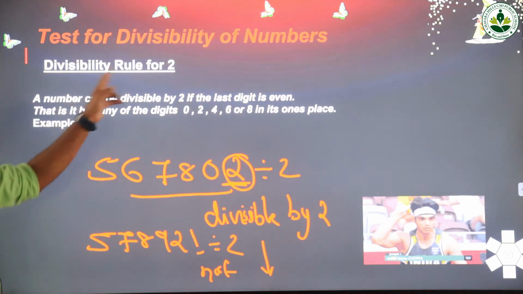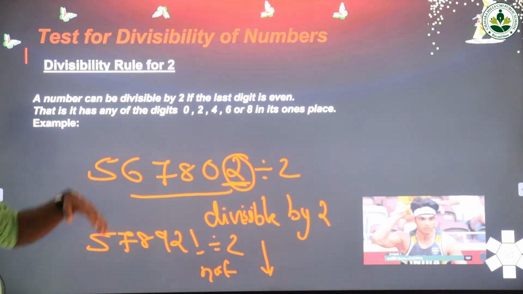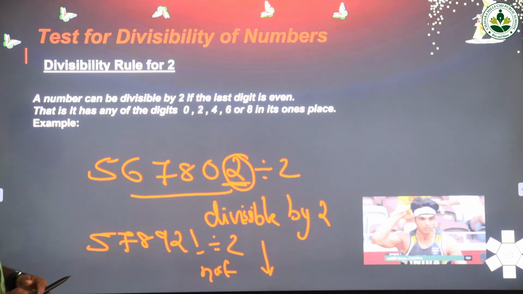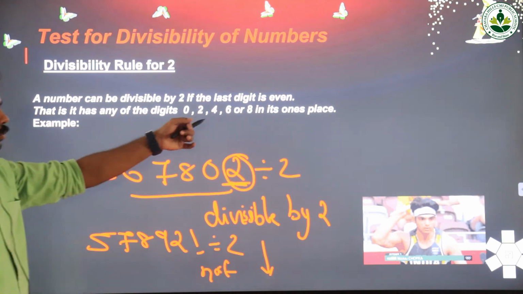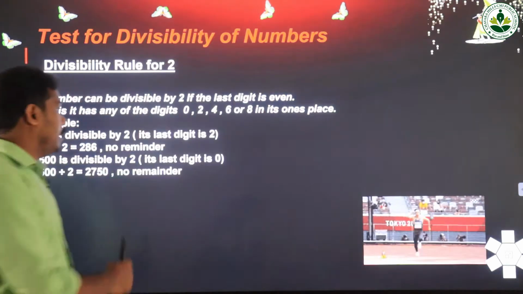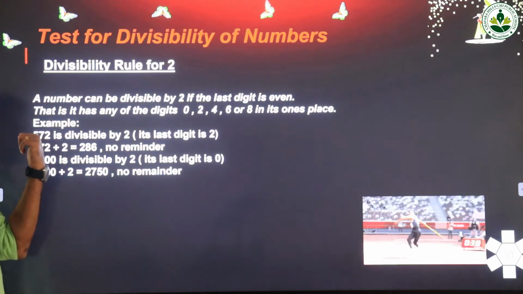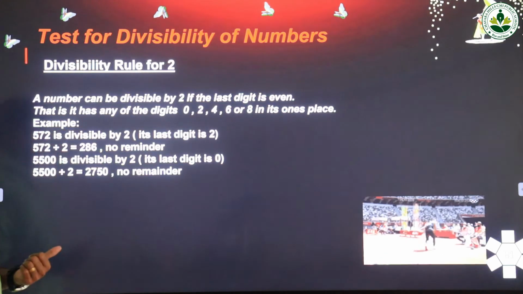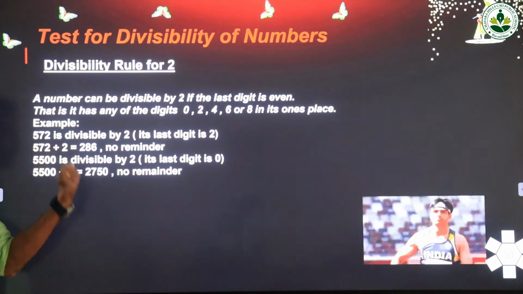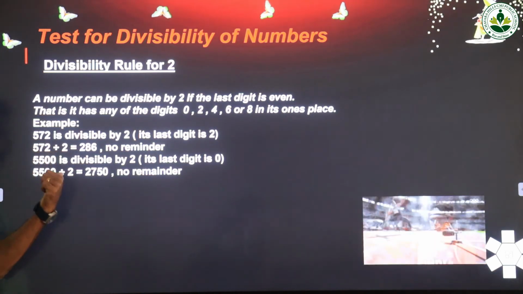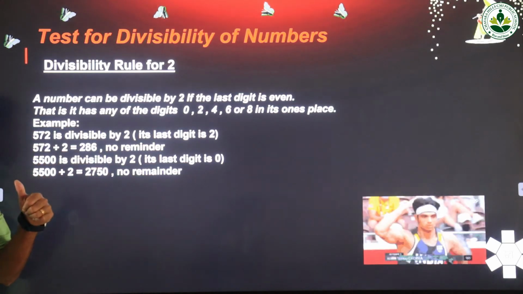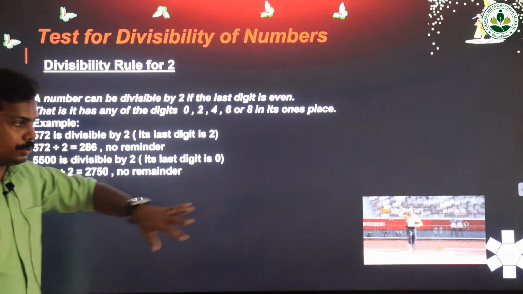So first one, divisibility rule for 2. A number is divisible by 2 if the last digit is even. That is, it has any of these digits 0, 2, 4, 6 or 8 in its ones place. Here we need to check if 572 is divisible by 2 or not. Here the last digit, the ones place digit, is 2, so it is divisible by 2. 5500 is divisible by 2. Why? Because the ones place digit is 0. So it is divisible by 2.